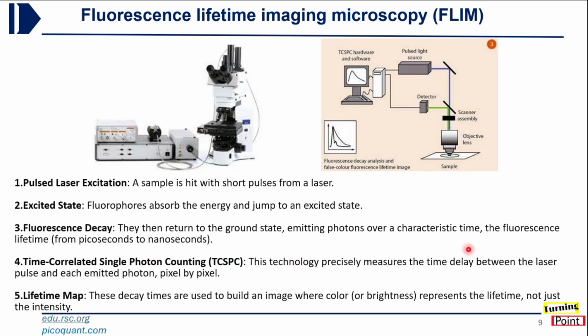So this technique precisely measures the time delay between the laser pulse and the emitted photons. That time delay is basically given as data, and these decay times are used to build the image where color represents the time. Now in the next slide, I will show you the color map where different colors are given, and according to that, we can identify how much time our fluorophore will spend in the excited state.